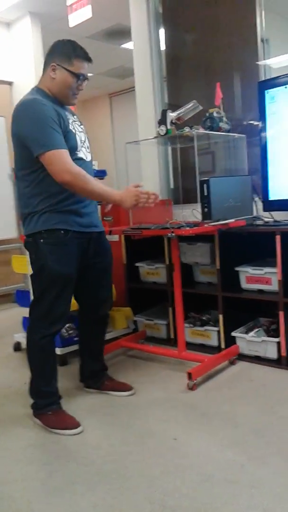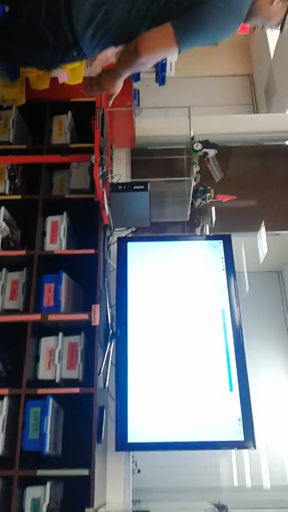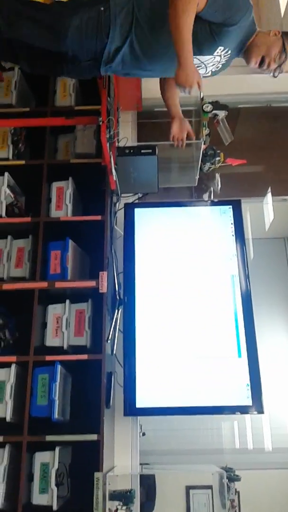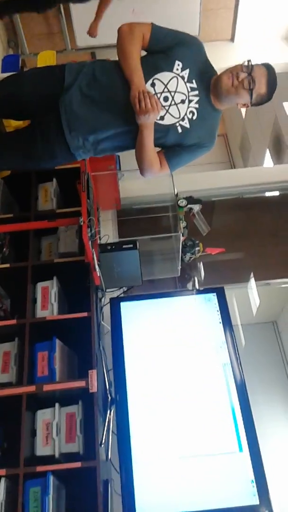So if you notice, when I put my hand close, the numbers are smaller. And as I move away from my ultrasonic sensor, the numbers get bigger. And the same thing, if I move closer, the numbers will get smaller. And that is the ultrasonic sensor. Thank you, everybody.